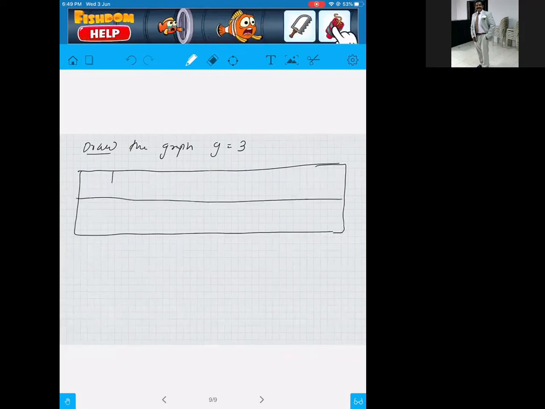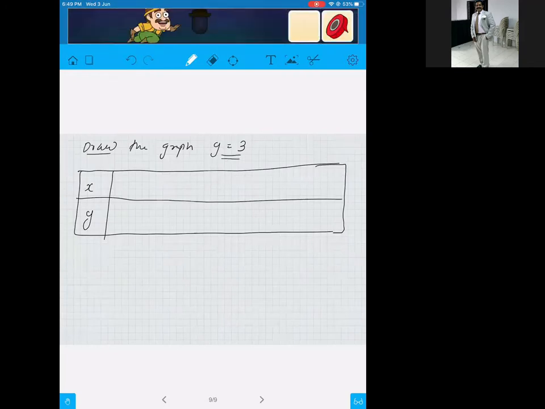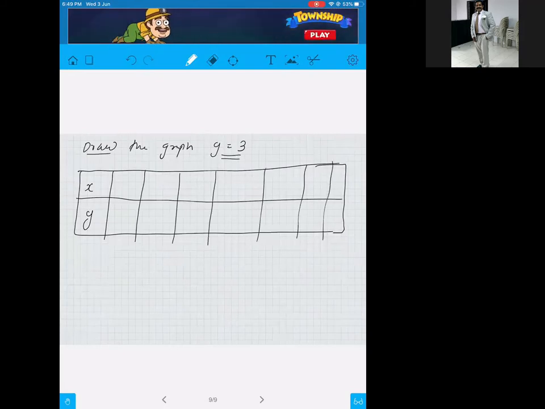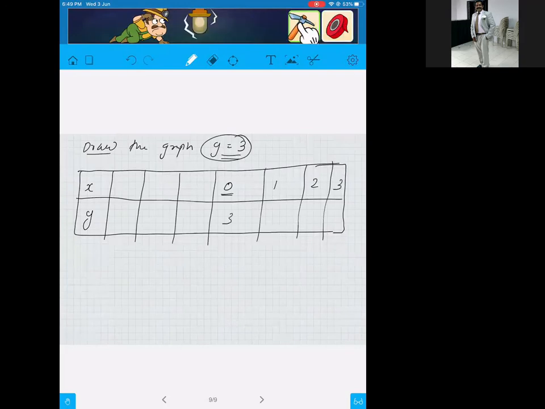So this is our x, this is our y. There is no relation between y and x in this question because no equation is given. Y remains 3, even if x varies. If you take some values for x, 0, 1, 2, 3, even if x is equal to 0, what is the y value? The y value is 3.